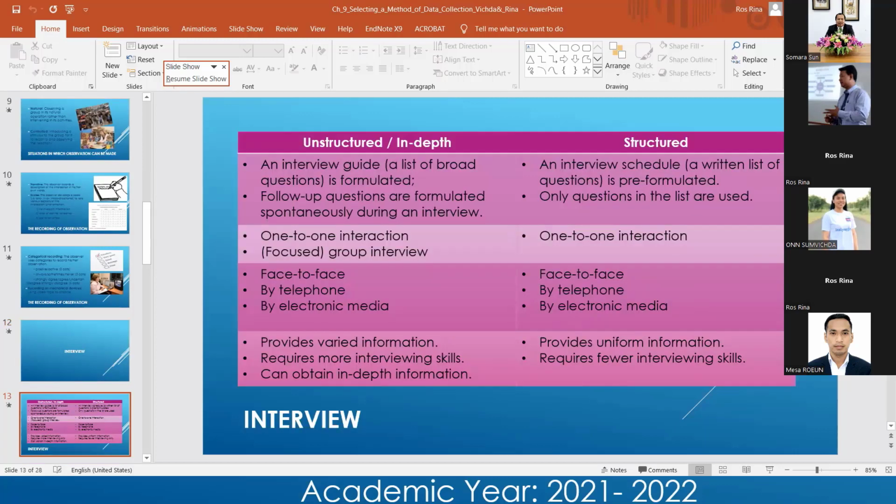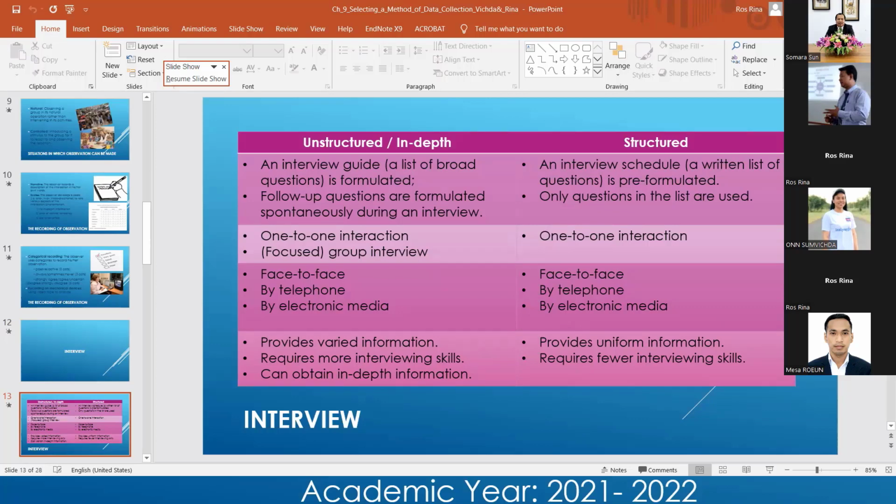Yeah, we move to the interview. So for interview, we have two types: unstructured, or we can call it in-depth, and the second one is structured. So unstructured means that an interview guide, a list of broad questions, is formulated. Follow-up questions are formulated spontaneously during an interview.